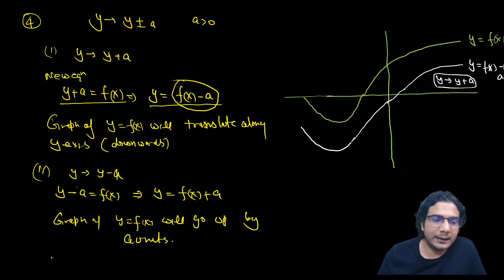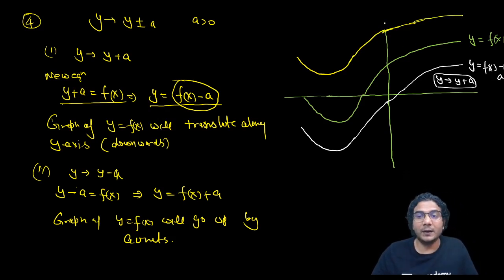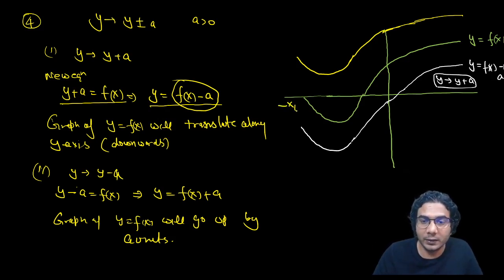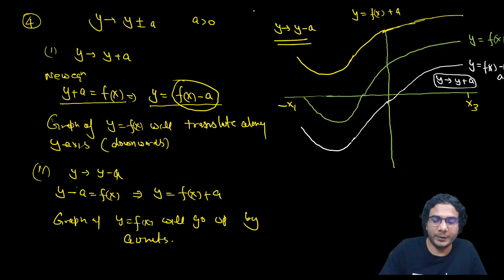And for the second one, let's do it with yellow color. So this will be the graph. It will go up by a units, all right, like this. The domain will remain the same in this case. You can see this whole graph, whether yellow or green or white, all three are lying in the same domain, minus x1 to x3. There's no change in domain. So this is the graph of y is equal to f(x) plus a, which you have got by replacing y with y minus a. I hope it is clear.